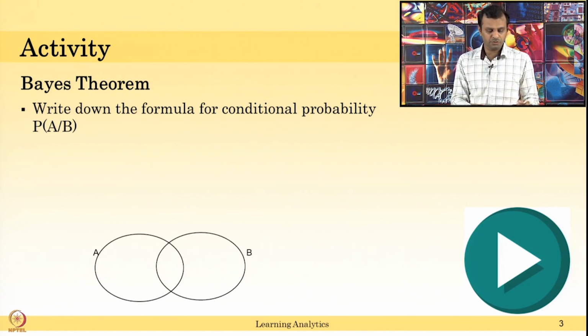If two events are dependent, given this kind of diagram, what is the probability of A given B, that is, the probability of A occurring given B has already occurred? Can you write down the formula for conditional probability? You know this Venn diagram, intersection, joint, all those things. You can use that to write the conditional probability of two dependent events.